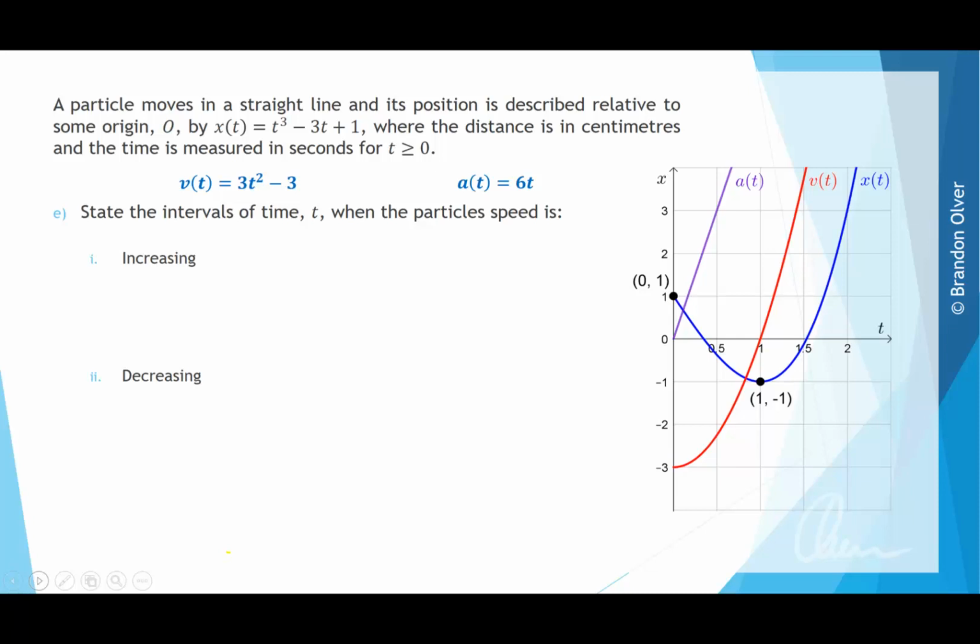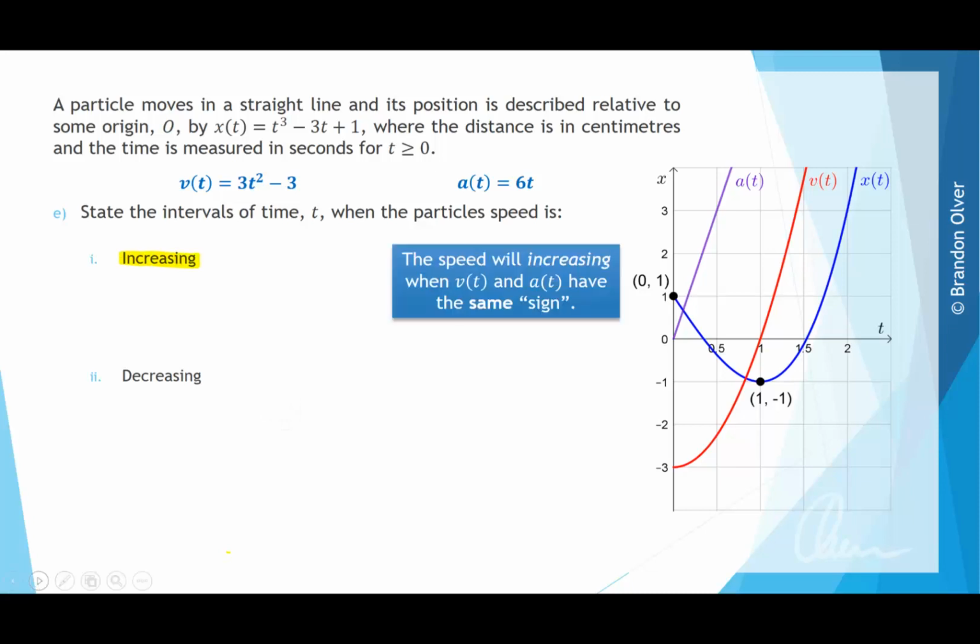For part E, we want to state the intervals of time t when the particle speed is either increasing or decreasing. So if we first consider the case when the particle speed is increasing, we need to recall that the speed will be increasing when the velocity and acceleration have the same sign. So that is, they're both positive or they're both negative.